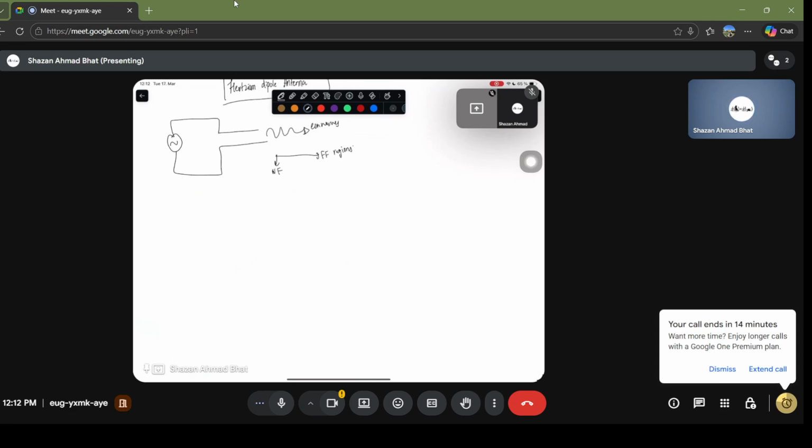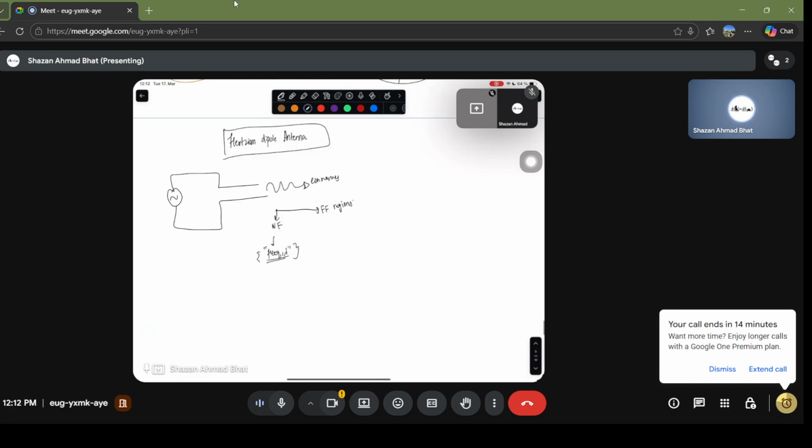Based on the frequencies, obviously, the wavelengths. Okay. And then we talked about the directive gain and directionality of the antenna.